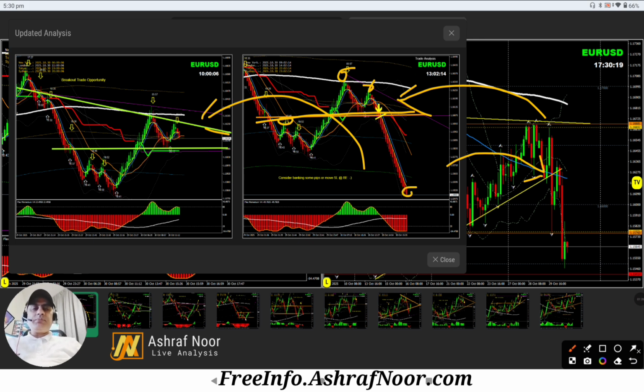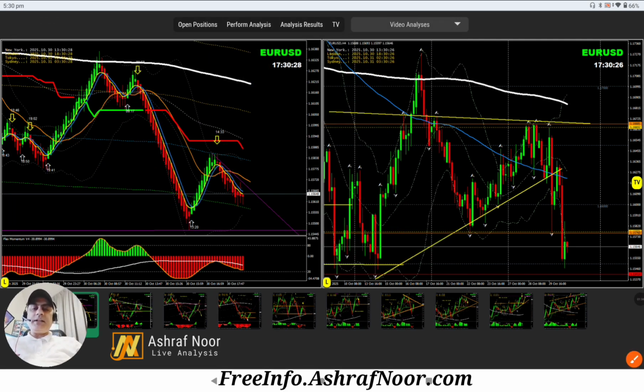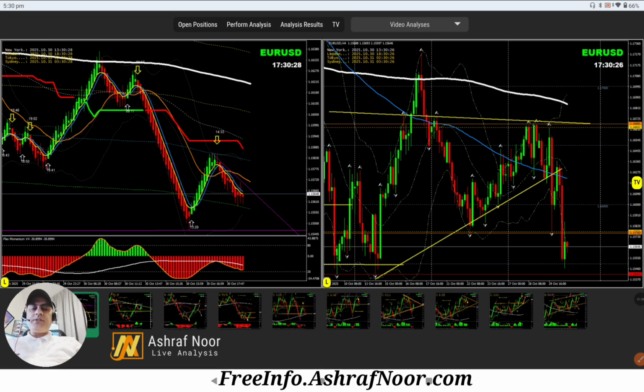After banking some profit, we did another analysis, and that analysis recording is available on the MyQFX platform. If you look here, we did another analysis. Beautiful. Look for this pullback short trade here. As you can see, the price nicely developed another pullback, exactly around this level. You can see it, beautiful.